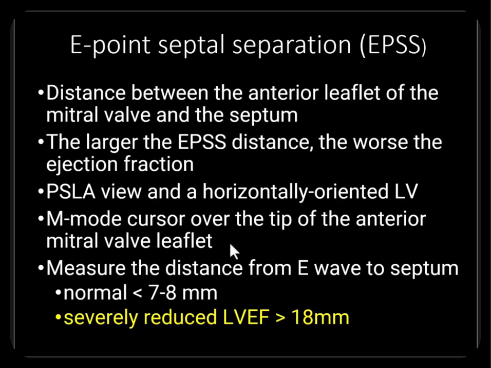The M mode cursor is placed over the tip of that mitral valve leaflet, and you're measuring the distance from the E wave to the septum with a normal measurement considered to be less than 7 to 8 millimeters. And for a measurement greater than 18 millimeters, this is considered to be a severely reduced ejection fraction.